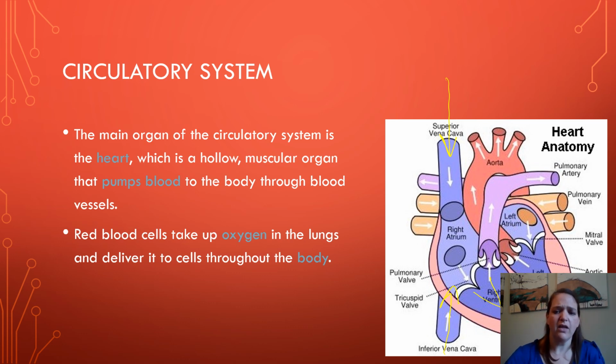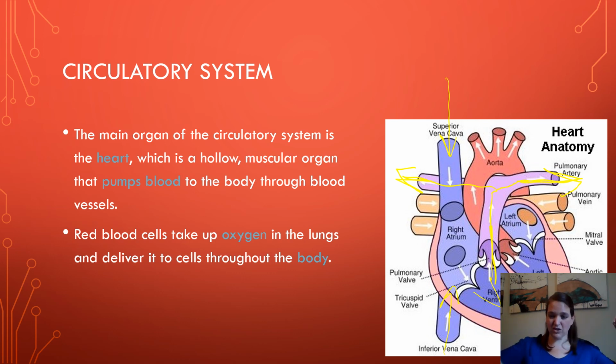And then from there, the blood goes up and to the pulmonary arteries, which send the blood to both lungs, right? So you have a right and left lung. That's where it goes to pick up the oxygen. We're going to get to that again in just a moment when we get to the respiratory system.